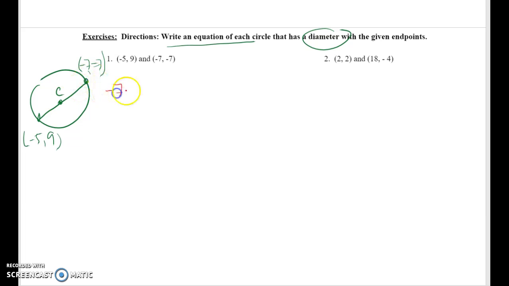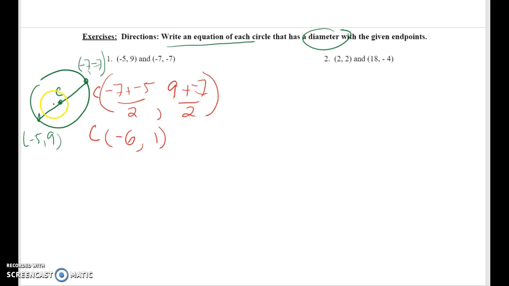So -7 plus -5 over 2, that's our midpoint formula. We take the average of the x's, 9 plus -7 over 2, and this will be our center. So -7 plus -5 is -12, divided by 2 is -6. 9 plus -7 is 2, divided by 2 is 1. So our center is 6, 1. Sorry, -6. Oops. -6, 1. So we can substitute that center into our equation: x plus 6 squared plus y minus 1 squared.